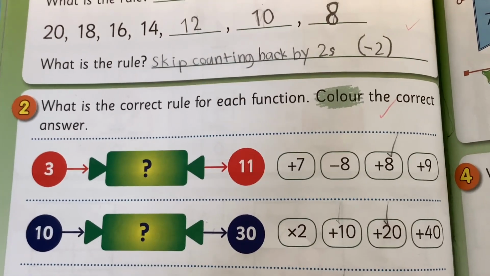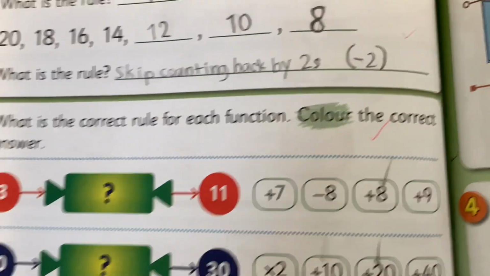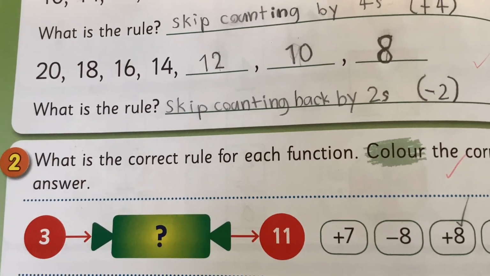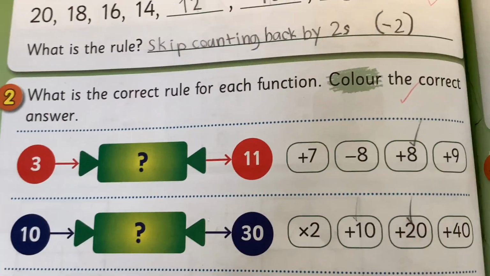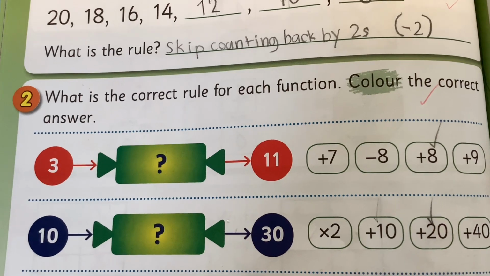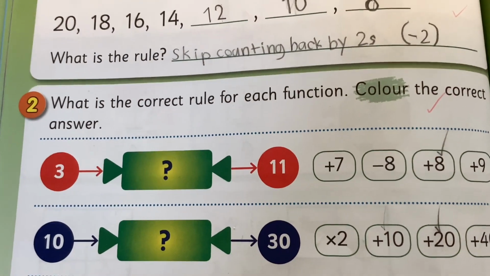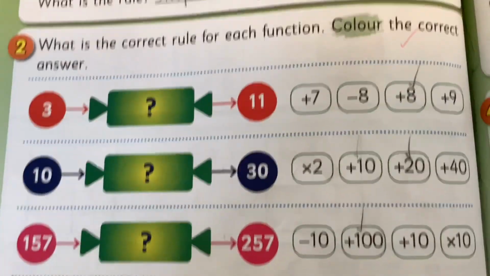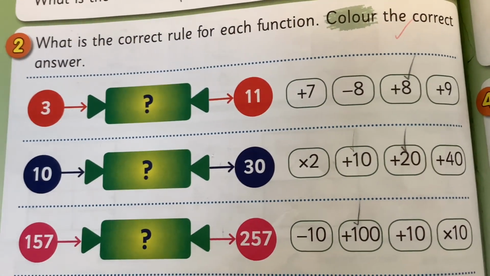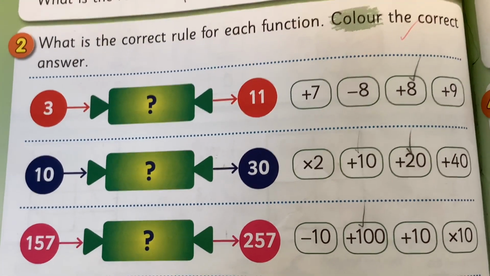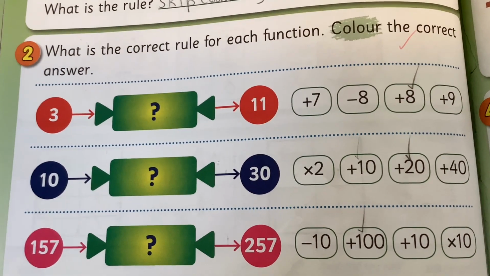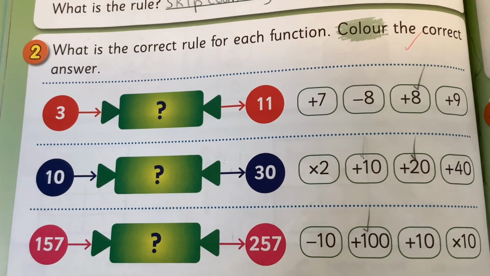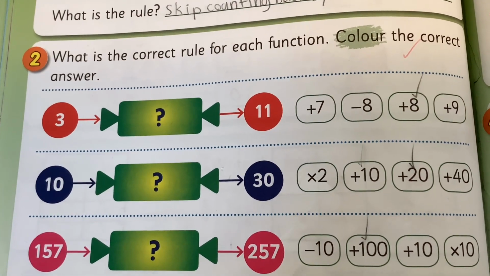The difference between 3 and 11 is 8, so I know the correct rule to use is plus 8, because 3 plus 8 equals 11. The difference between 10 and 30 is 20, so I know the correct rule to use is plus 20, because 10 plus 20 equals 30. And the difference between 157 and 257 is 100, so I know the correct rule to use is plus 100, because 157 plus 100 equals 257.